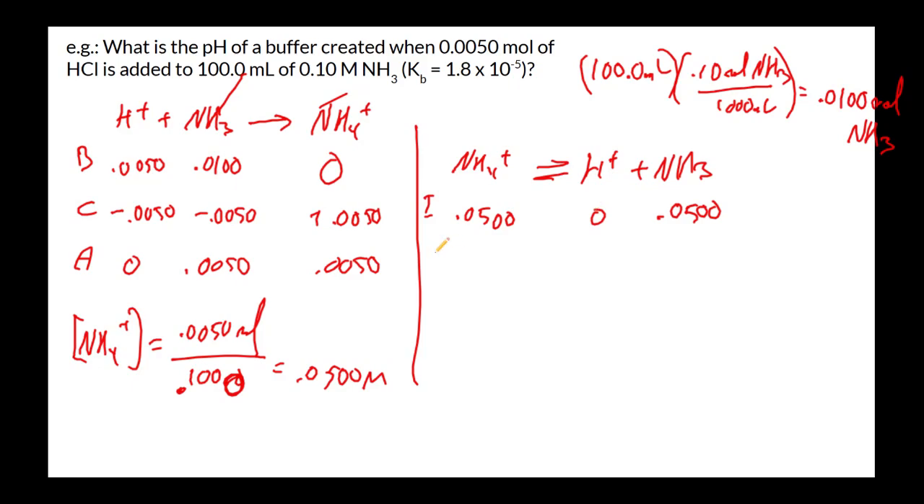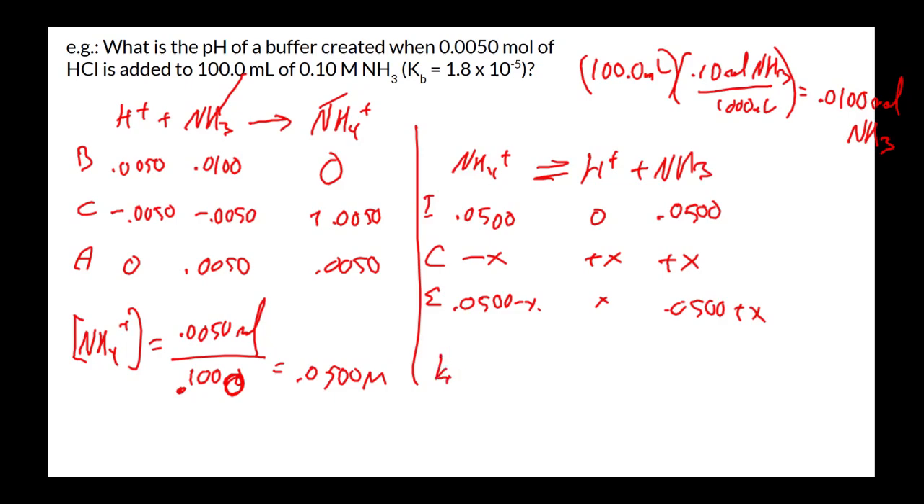So in our initial concentration, both NH4 plus and NH3 are going to have those concentrations. No H plus. And then the change takes place. We're going to lose x, gain x, gain x, one-to-one stoichiometry. So this is 0.0500 minus x, x, and 0.0500 plus x.